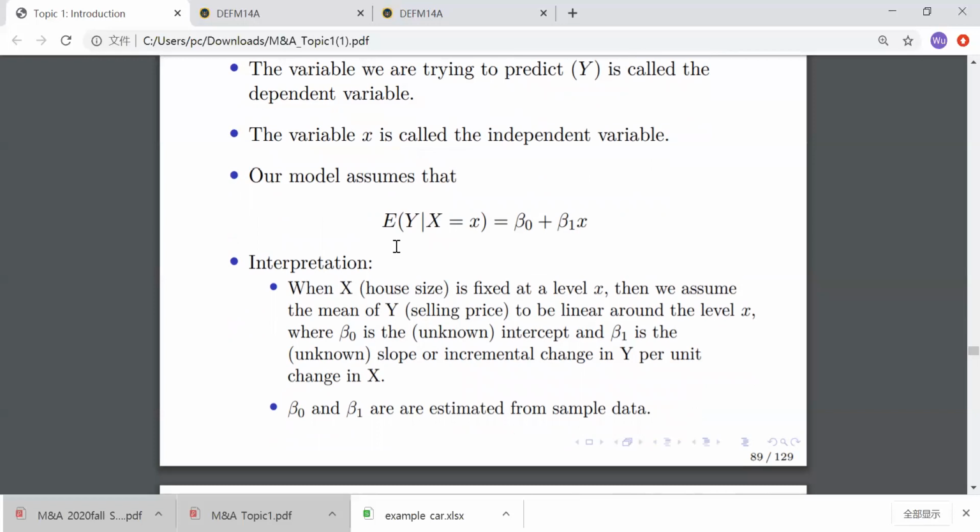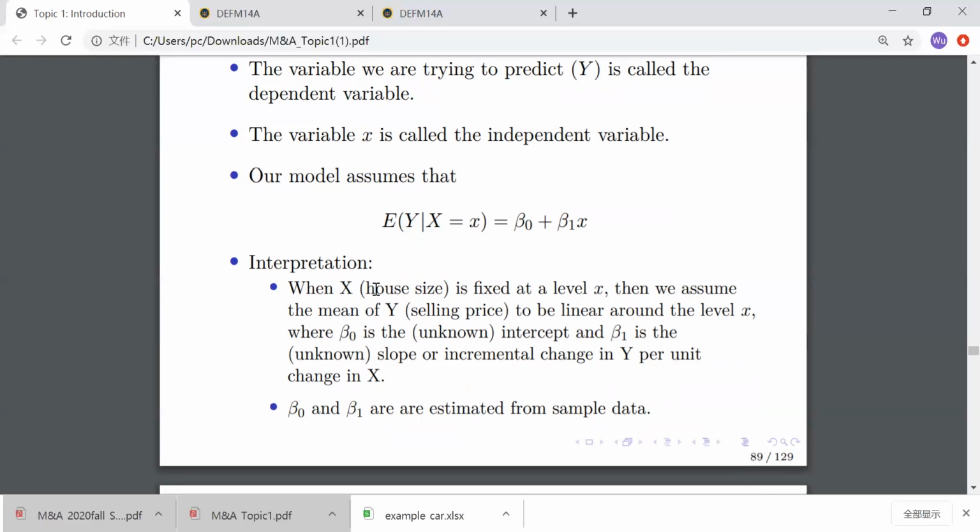And then the interpretation, if you write down this model, y equals beta 0 plus beta 1 x. This is expected y, equals beta 0 plus beta 1 times x. Basically, the idea is that when x, in our example the house size, is fixed at the level x, then we assume that the average of y will be linear around the level x.